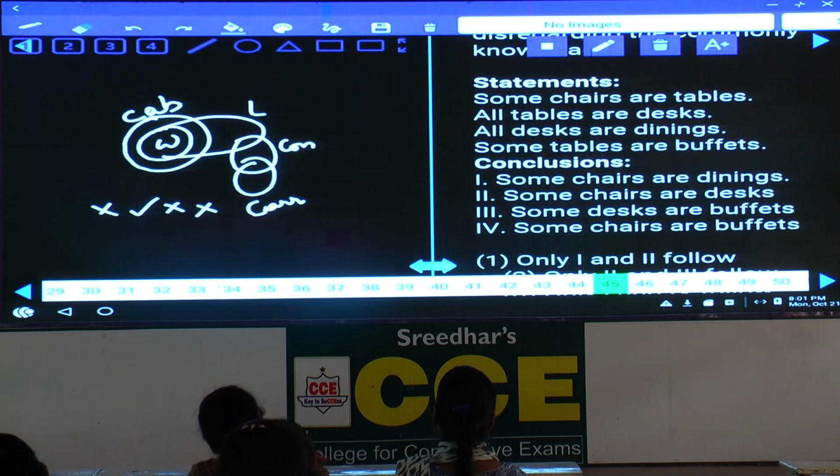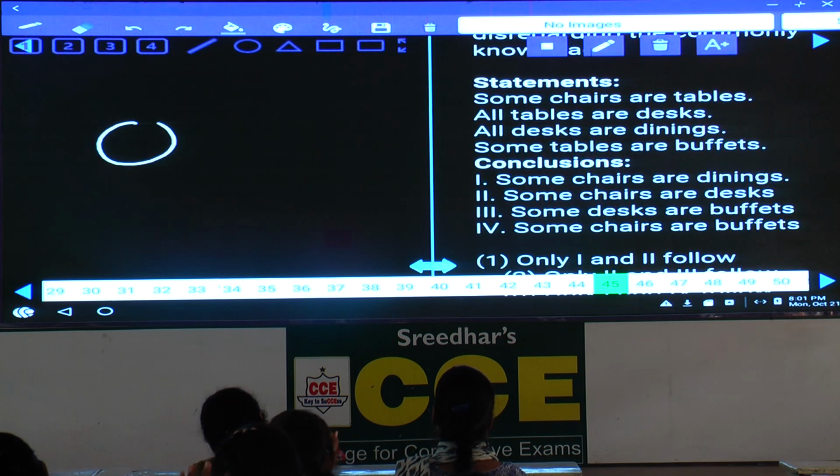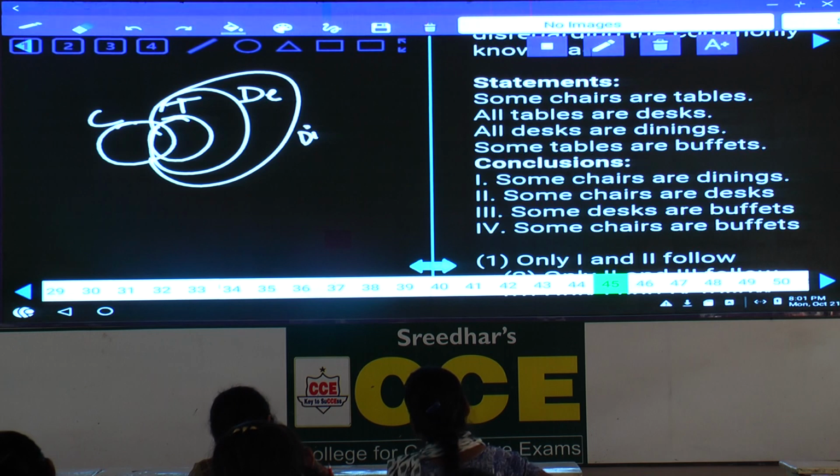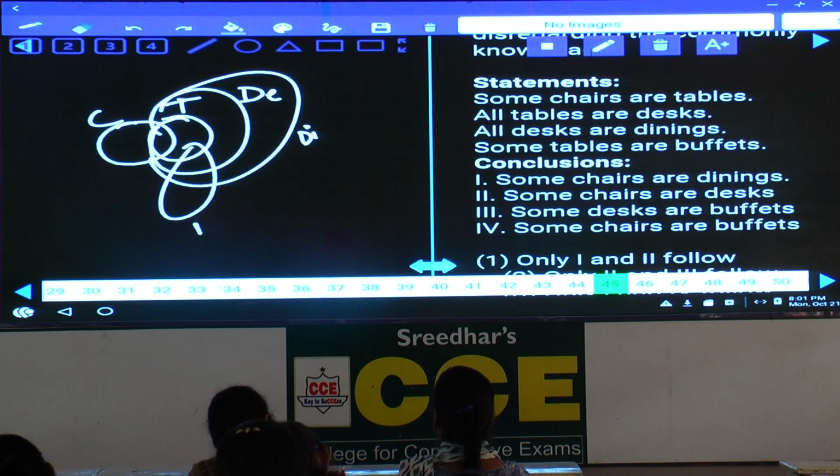Then coming to question number 45. Now in this 45, some of the chairs are what? Some chairs are tables. Chair and a table. And all tables are desk. All these tables are what? Are desk. And all desks are dining. All these desks are what? All desks are dining. And some tables are buffet. Some of the tables are buffet.